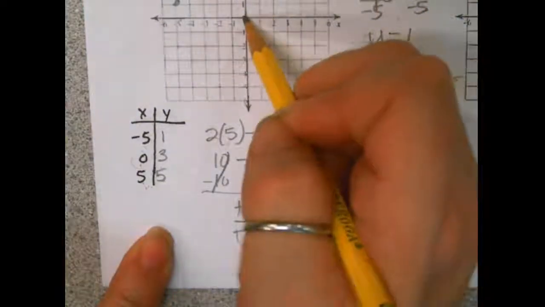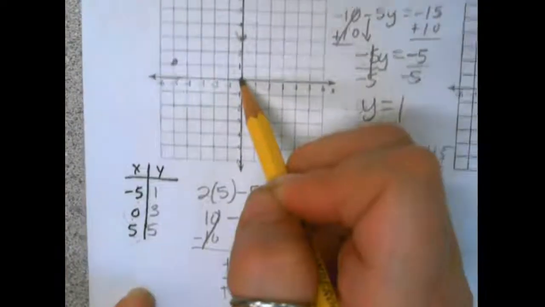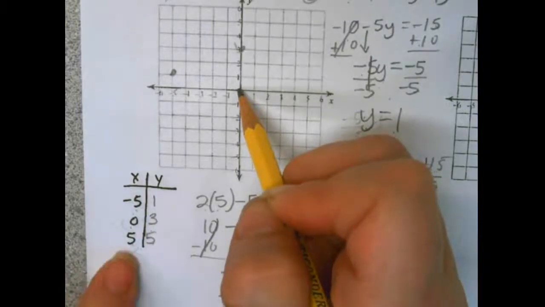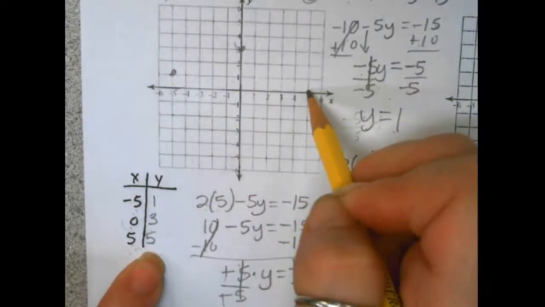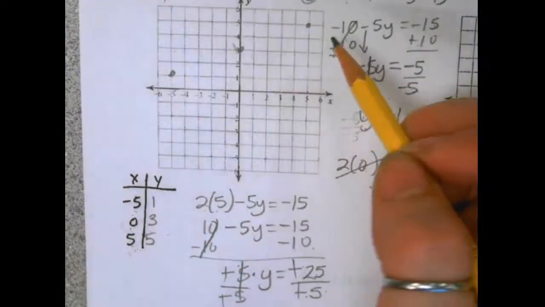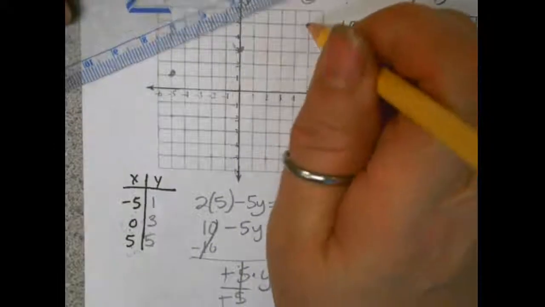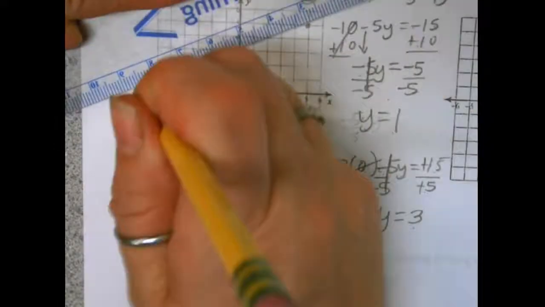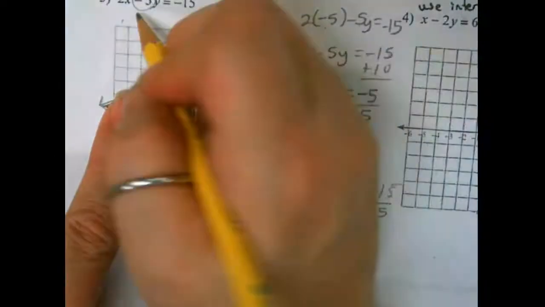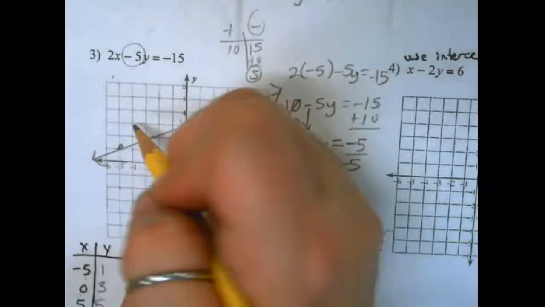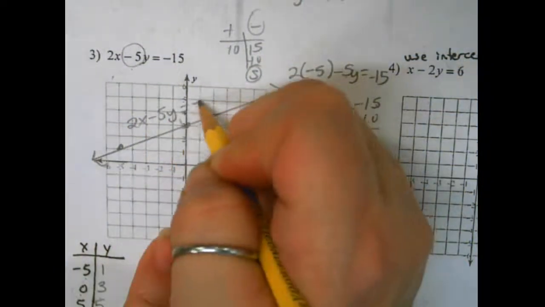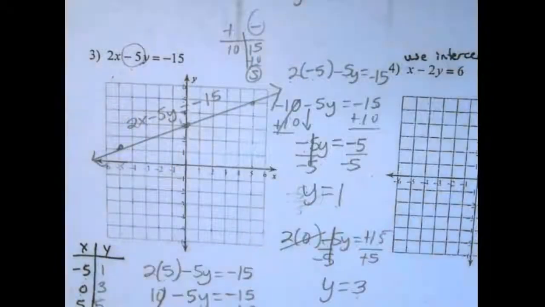So back to my point of origin. Right. Am I going to go up or right or left? Right, how many? 5. And then up or down? How many? 5. That gives me 3 beautiful points that I can put my pencil on and graph. Arrows on both ends. And then label it with my original equation. 2x minus 5y is equal to negative 15.